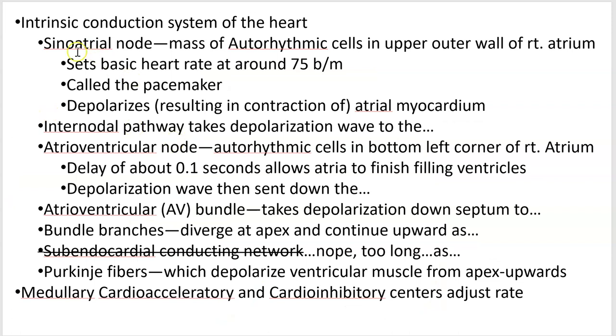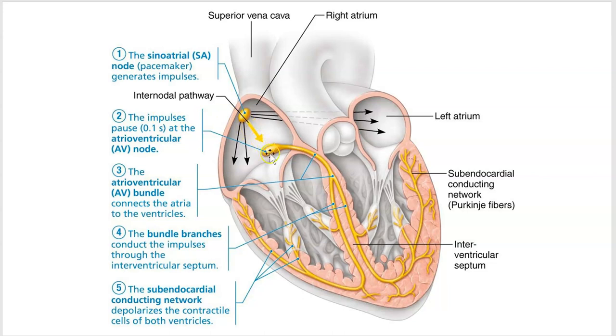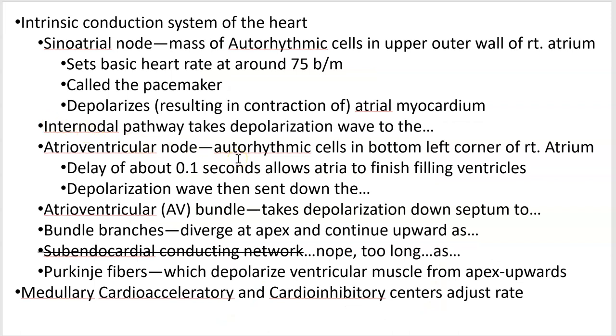Here it is in words. It's a lot of words. The sinoatrial node, the SA node, is the one I showed you in the upper outer wall of the right atrium. It has a basic heart rate of about 75 beats per minute, and it's responsible for depolarizing and resulting in the contraction of the atrial cardiac muscle, the myocardium. Myo is muscle, cardium is heart. The internodal pathway, which is labeled, takes it to the AV node, which then has cells which will delay for a moment, depolarize, and supply the ventricles with stimulus.